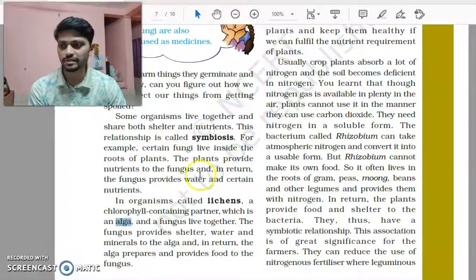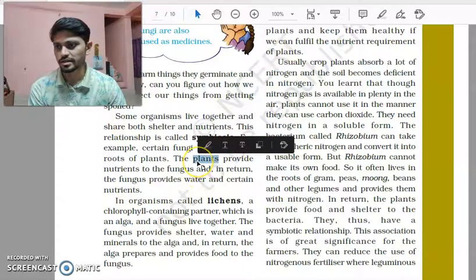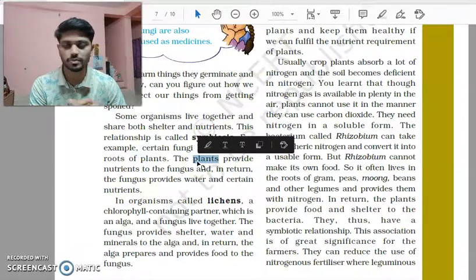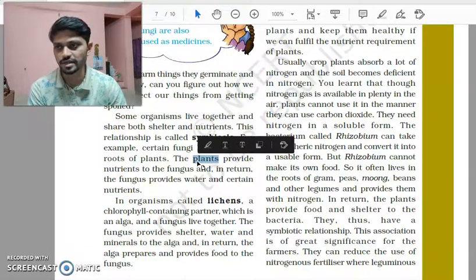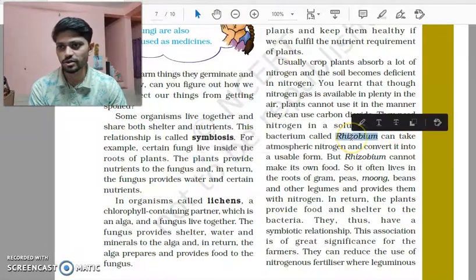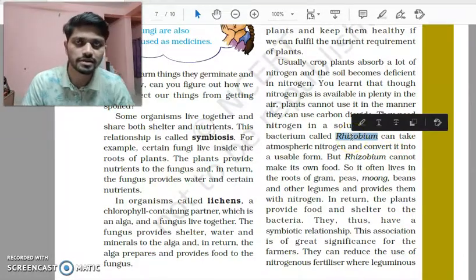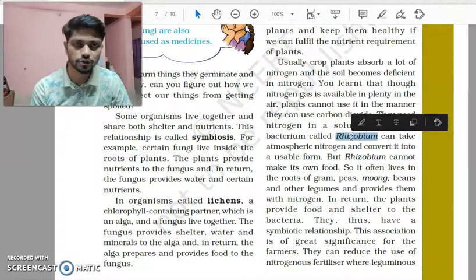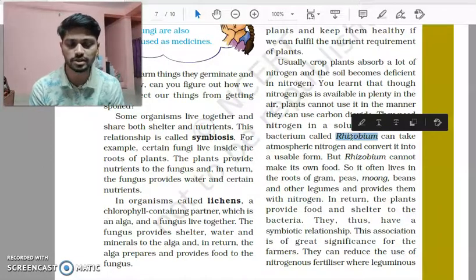And it can be vice versa. Sometimes the plants provide nutrients to the fungus, and in return the fungus provides them water and certain other nutrients required from the soil. There is another bacteria called rhizobium. As we discussed, plants also need nitrogen from the soil, along with some other carbohydrates which are prepared by the photosynthesis process.